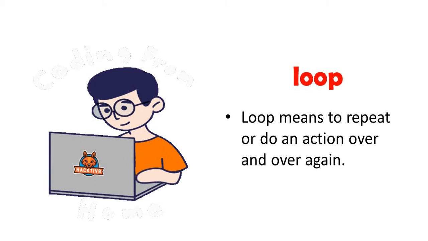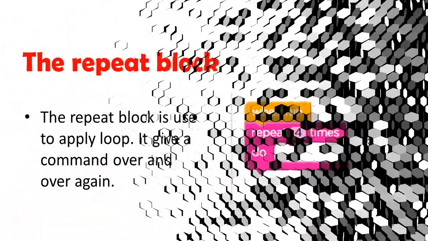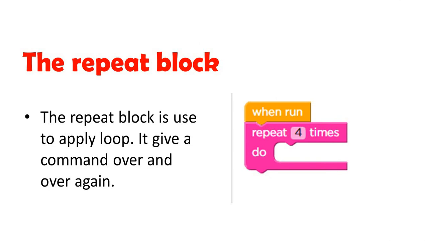Doing something again and again and again is called loop. Like move forward, move forward, move forward, move forward, move forward. This is looping because you are repeating the same action again and again. Now, there's a block that we can use to loop, and that block is called the repeat block. The repeat block is used to apply loop. It gives a command over and over again.